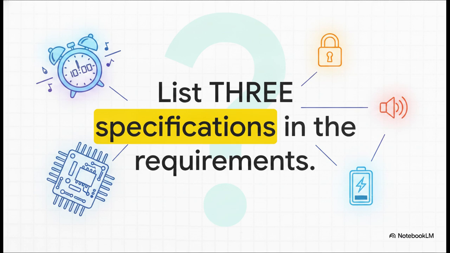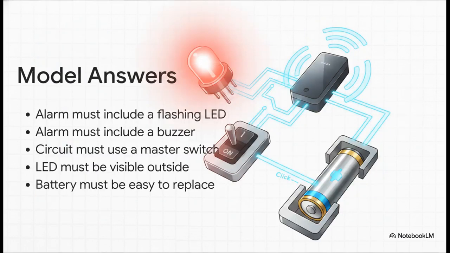Scan the project requirements in your worksheet one last time. Can you find 3 mandatory features or functions the alarm system simply must have? Pause here and give it a shot. Let's see how you did.